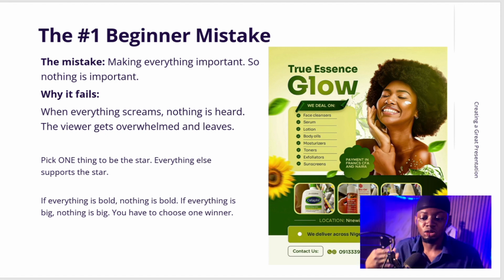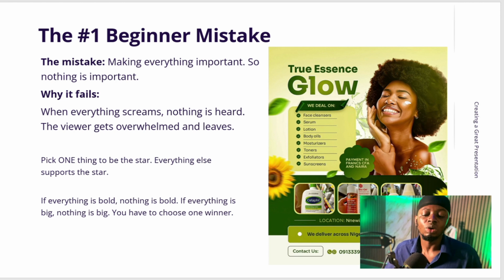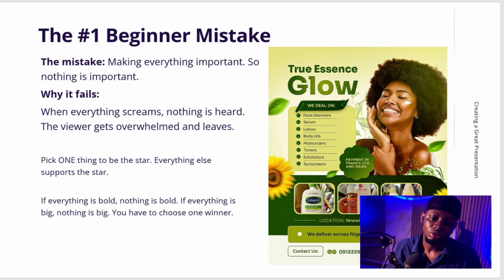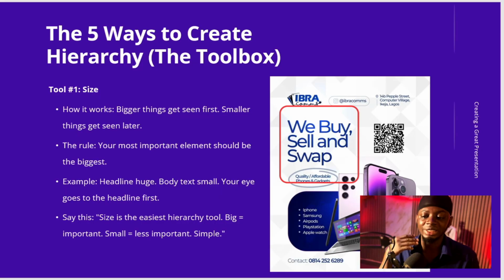Then after you pick that thing to be the star, every other thing supports it. So if everything is bold, nothing is bold. If everything is big, nothing is big. You have to choose one as the winning message. So here are the three ways to create hierarchy.